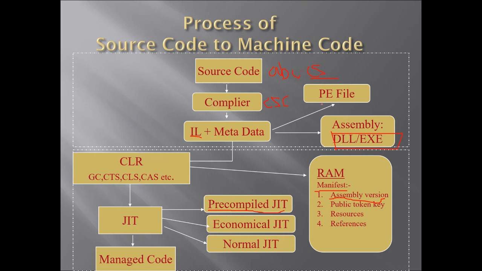In that duration, one more file is also generated, called the PE file, the portable executable file, and it is nothing but an exe file. During that process it will be generated. So this is all about how the source code is converted to machine code in .NET Framework technology. So yeah, that's it for that process.